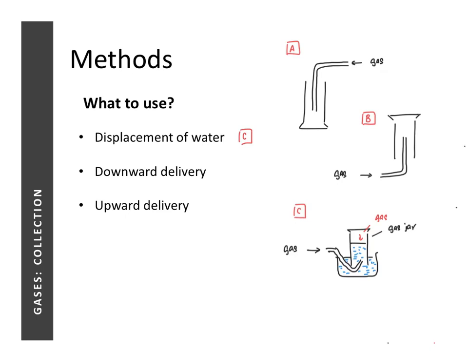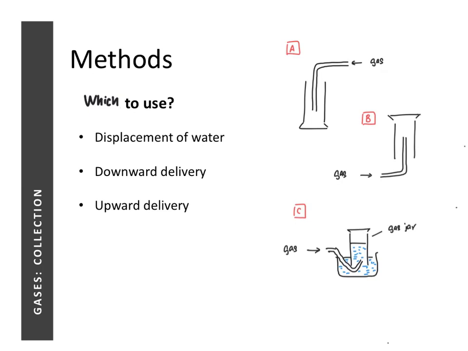Next, downward delivery corresponds to setup A. Why do we call it downward delivery? Because the gas is being delivered downwards into the gas jar. And then upward delivery corresponds to setup B, where the gas is delivered upwards into the gas jar.